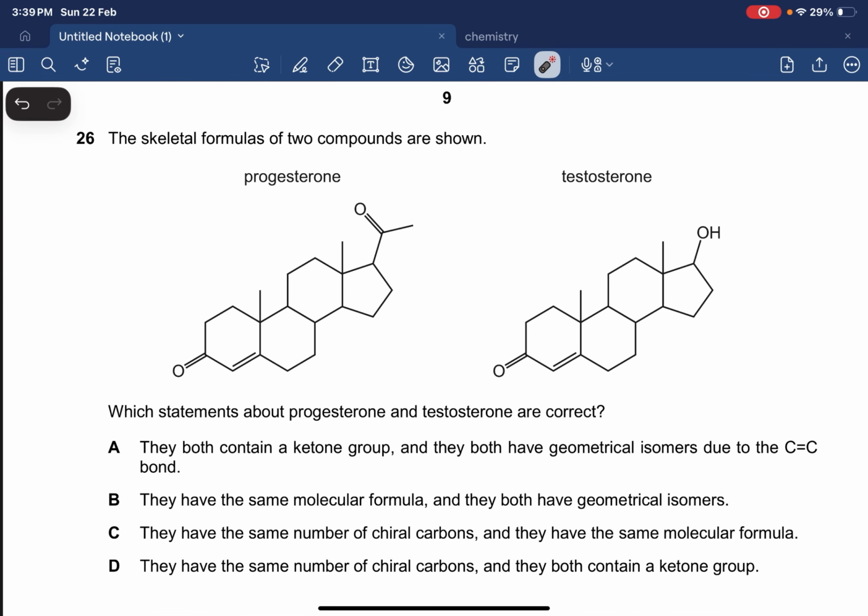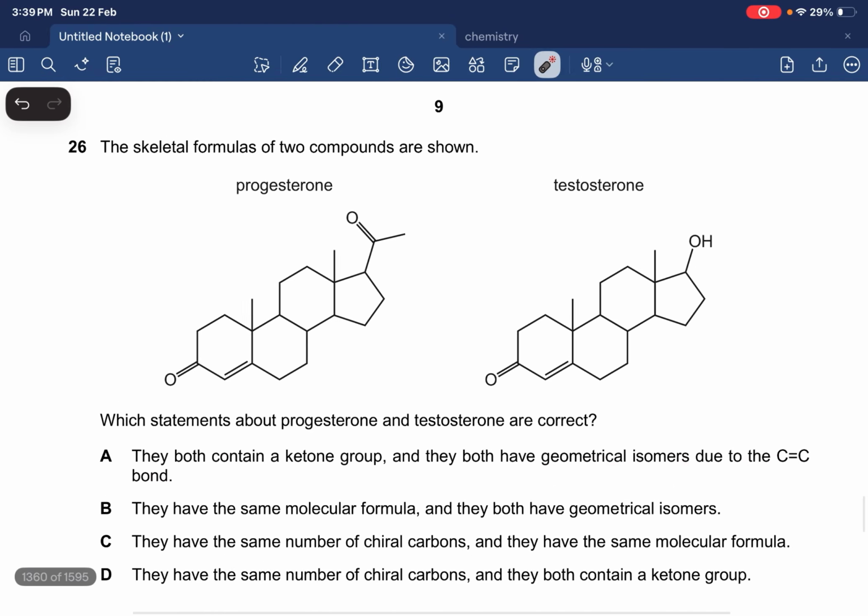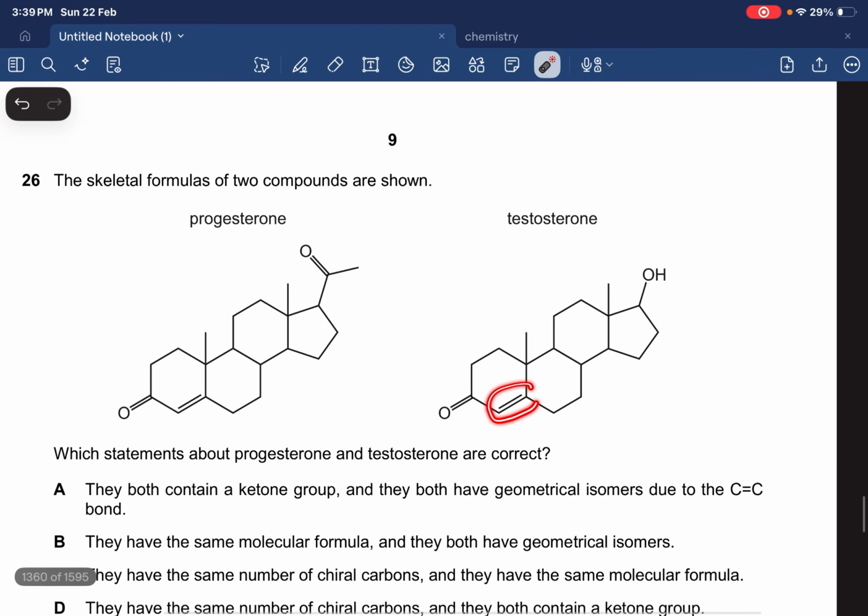The skeletal formulas of two compounds are shown. So we have these progesterone and testosterone compounds. Which statements about progesterone and testosterone are correct? They both contain a ketone group and they both have geometrical isomerism. So they both contain a ketone group. This is a ketone group, this is a ketone group, okay. And both have geometrical isomers due to the carbon-carbon double bond? Geometrical isomer here and here.